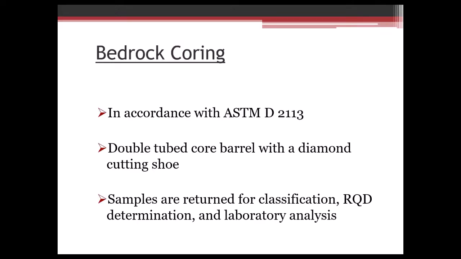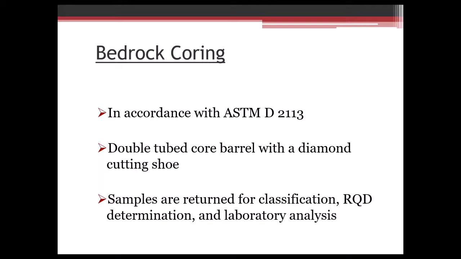So the third method of sampling that we have that we can do with conventional soil borings is to core the bedrock. Again, it's done in accordance with ASTM 2113. And in this case, our general method of sampling is using a double tube core barrel with a diamond cutting shoe. So similar to the diamond cutting shoe that I was talking about for the casing, only it's got a little bit different matrix that holds the diamonds and allows it to cut the bedrock a little bit easier.